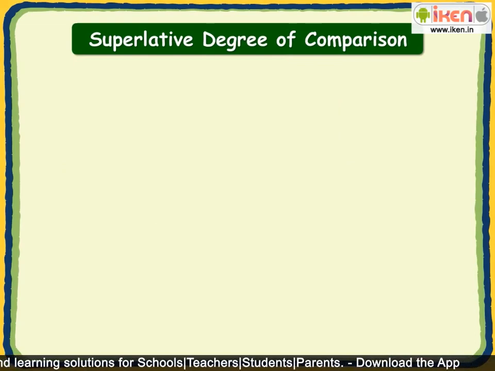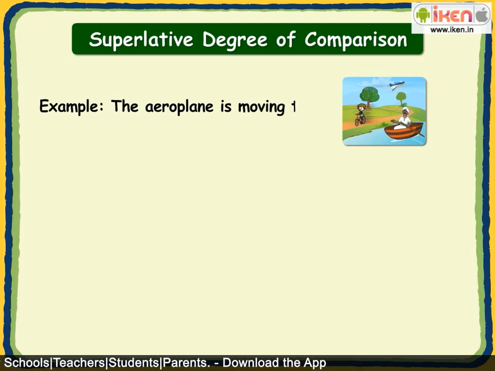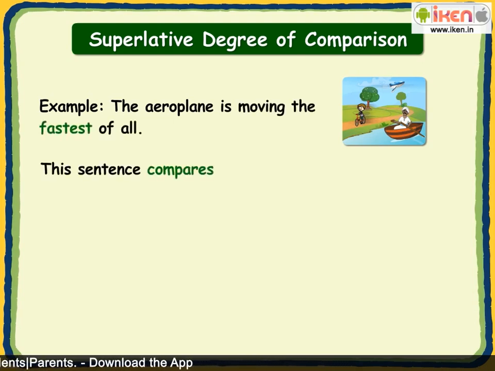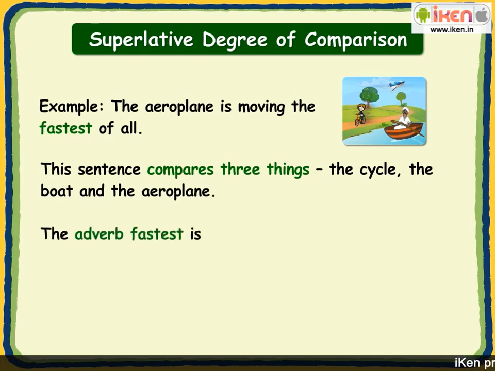Now, let us look at the third example. The aeroplane is moving the fastest of all. This sentence compares 3 things, that is, the cycle, the boat, and the aeroplane. The adverb fastest is said to be in the superlative degree.